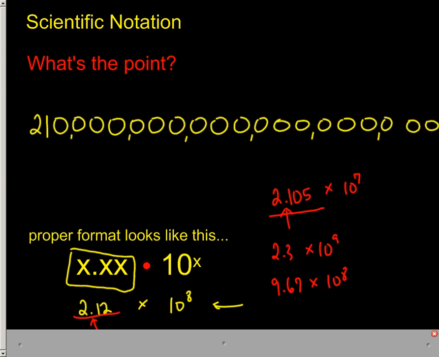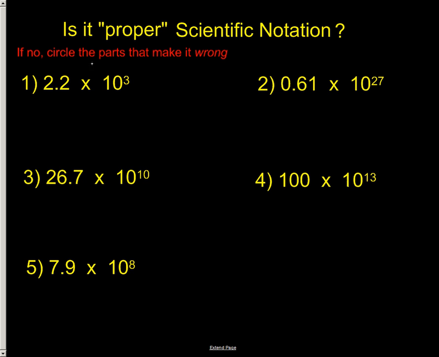Let me get a different pen so it's a little easier to see. You should be looking at the placement of the decimal. It's always after the first number that's not 0. And the other thing is that you're always going to be multiplying it by 10, and then it's going to be to some type of exponent. So here's the exponent. Let's take a look at this. Which ones are proper notation? The decimal is after the very first number. Okay, that's good. We've got the multiplication sign. That's good. It's multiplying it by 10, and it's to an exponent.